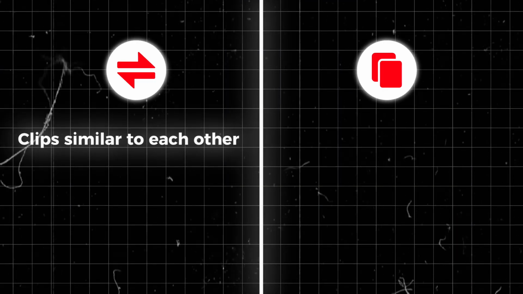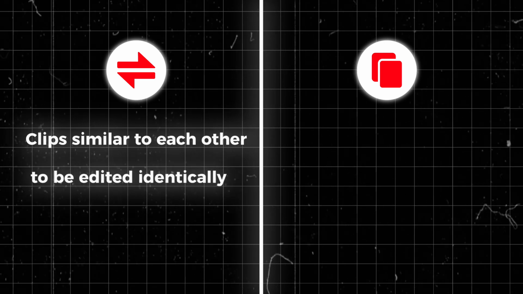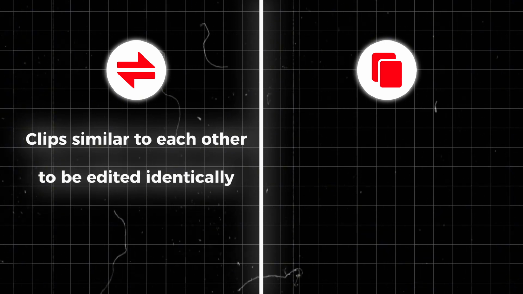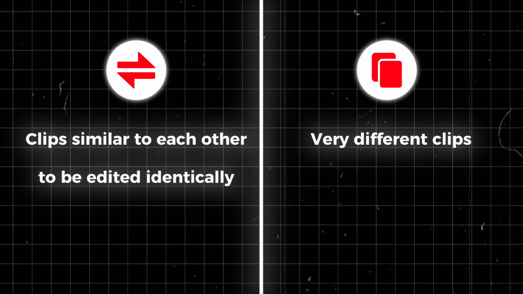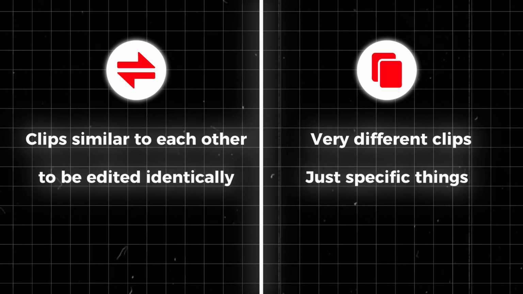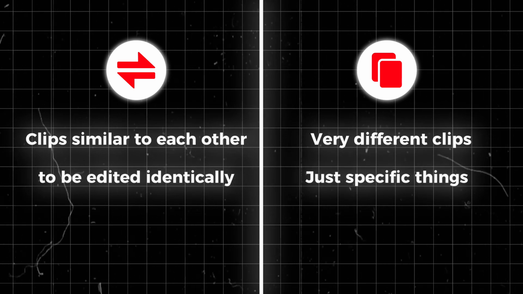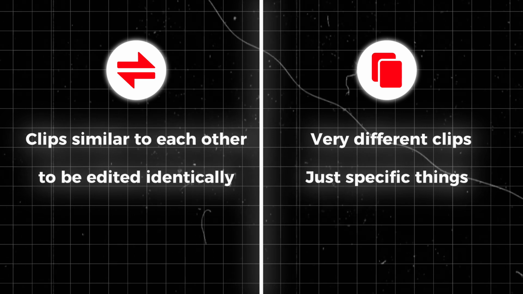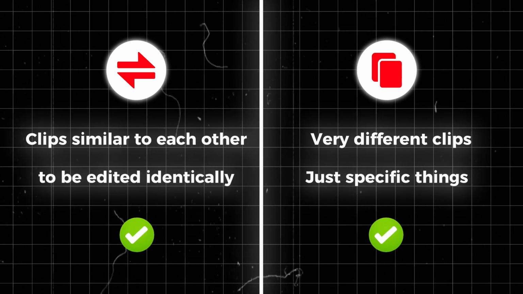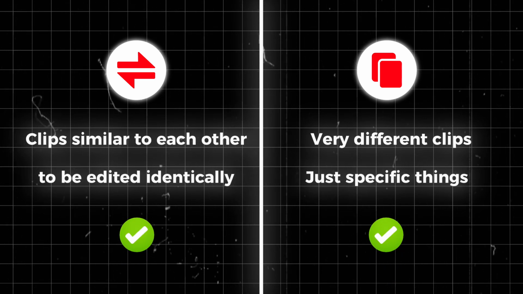It is faster if the clips are similar to each other and we want them to be edited identically. But if that's not the case, and we only need to copy and paste some specific attributes to the clips, then the lazy swap is not that effective. That's why it's better to know both methods, and when and how to use them.